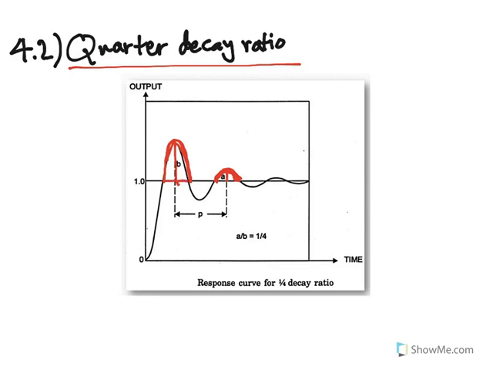So if we are dividing from here, we have to find how much this one is. So A over B equals 1/4. So if B equals 1, A should equal a quarter. This is what we call the quarter decay ratio waveform. Okay, this is very important. You're gonna see it in the next slide.